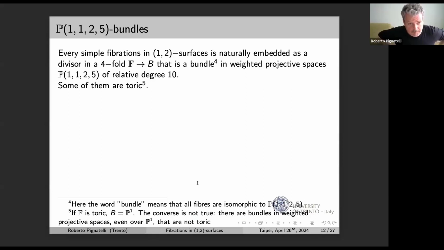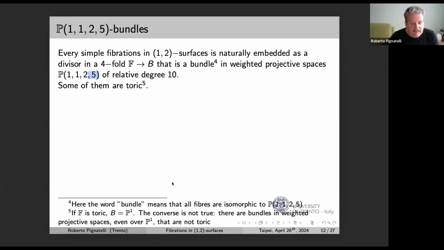So the point is that it's not difficult to show that if you have a simple fibration over a surface, then every fiber, if you take the projection of the canonical ring, you can identify the surface with the Proj of the canonical ring, you get a hypersurface of degree 10 in P1125. So essentially it's not difficult to see that these P1125s glue together to build a fourfold. A fourfold fibers over the curve, which is a bundle in weighted projective space P1125.